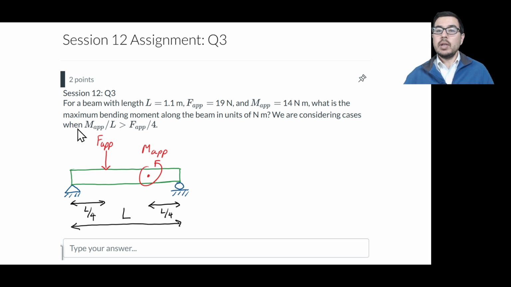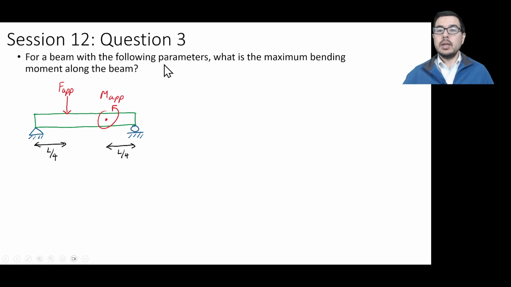And we have a condition where we're saying that the applied moment divided by L is greater than the applied force divided by 4. That extra piece of information may not seem significant at this point, but as we go through the problem, you'll see why I included that condition. So the question we want to answer is, what is the maximum bending moment along this beam?